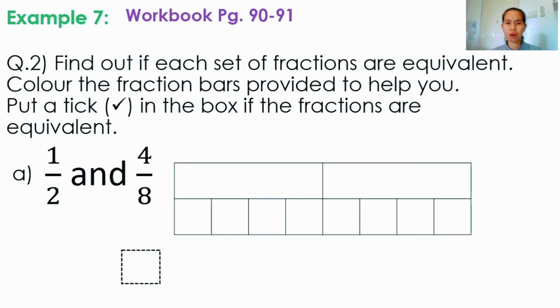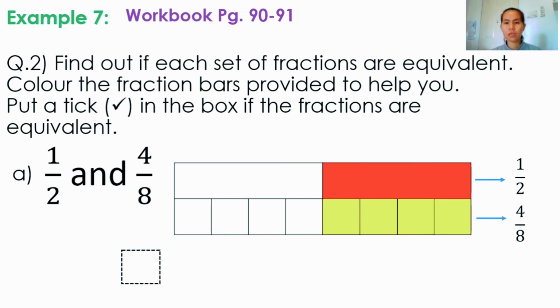1 over 2 can be found in the first row. So we will color one part of it. This represents 1 over 2. For 4 over 8, we will color 4 parts out of 8. So 1, 2, 3, 4 parts. This is equal to 4 over 8. As we can observe, the shaded parts are equal. They are the same. Therefore, 1 over 2 and 4 over 8 are equivalent fractions. So we will put a tick check in the box.